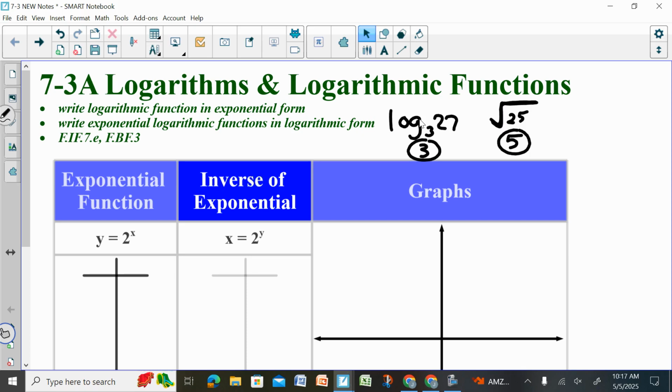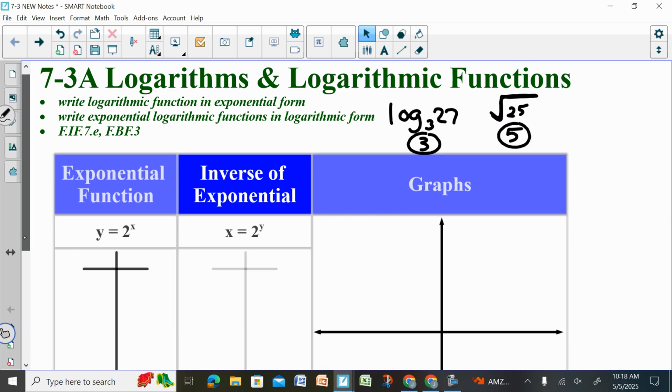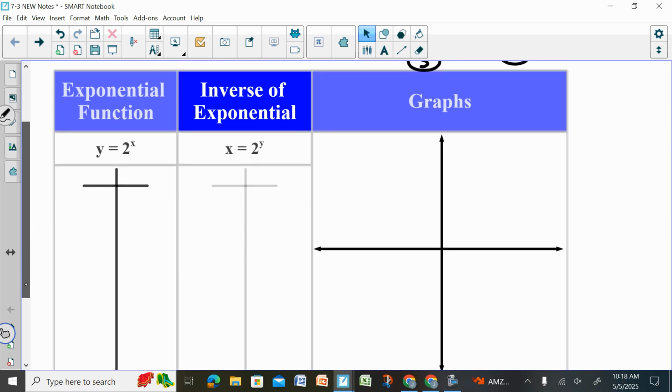So that's kind of why I'm redoing this, and I feel like we can do this in one day. It's a pretty simple day. This beginning part is the whole introduction to what the heck a log is. So in order to understand logs, we have to go back and understand exponentials.